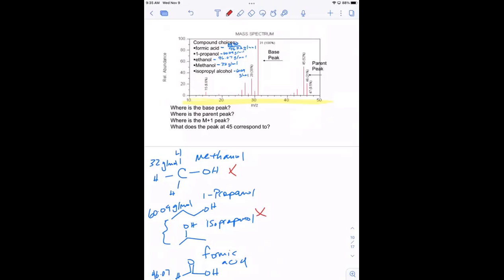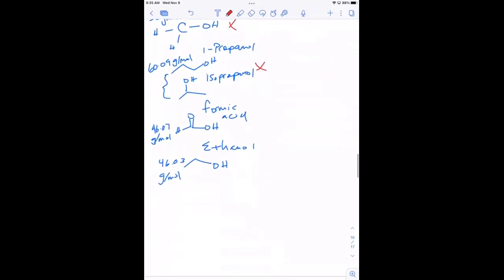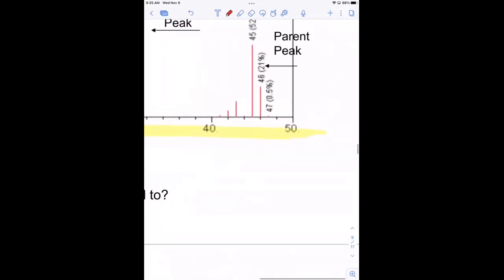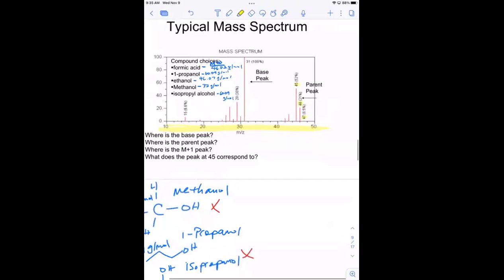Now, what we can't rule out are these two, right? Because you can actually see that there's a peak at 46. There's a peak at 47. There's a peak at 45. 31, we're just going to look at the main ones, 29 and 15. Those are our fragments: 15, 29, 31, 45, 46, and 47.